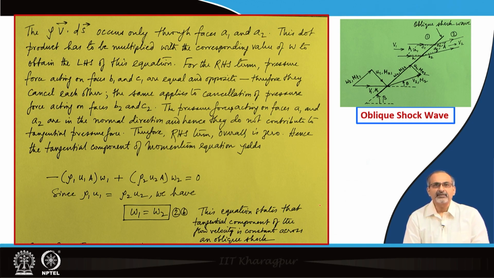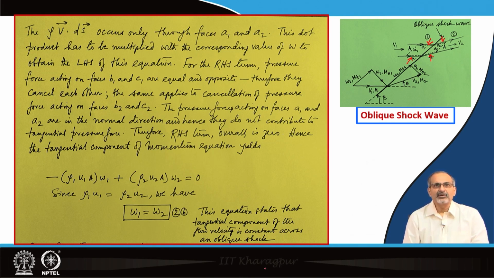For the right hand side term, pressure force acting on faces B1 and C1 are equal and opposite. Therefore, the forces on these faces are going to be opposite. Therefore, they cancel each other. The same applies to the cancellation of pressure force acting on B2 and C2. Therefore, these would cancel each other, and remember that they are working normal to each one of those faces, and they are equal in magnitude, but they are opposite in sense.